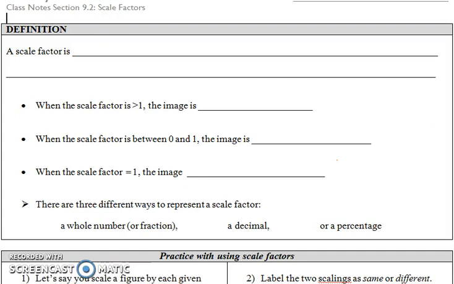In this video, we are going to talk about formally defining what a scale factor is and how it is used. So the first thing I want to do is define what a scale factor is. A scale factor is basically a number that describes how much you are enlarging or reducing an image. So it's describing if you're making the image bigger or if you're making the image smaller. But the key thing to note here is that it's just a number.